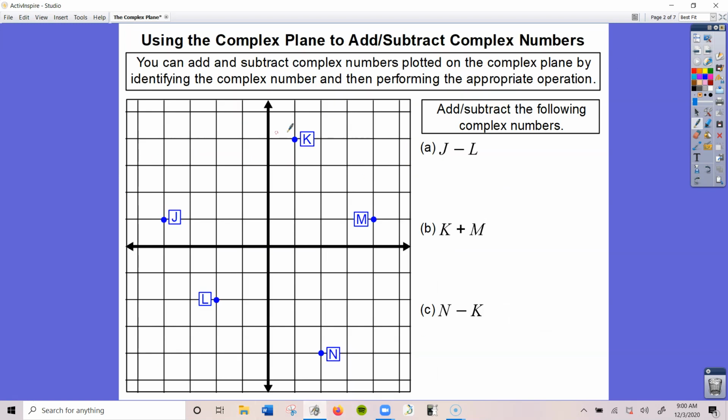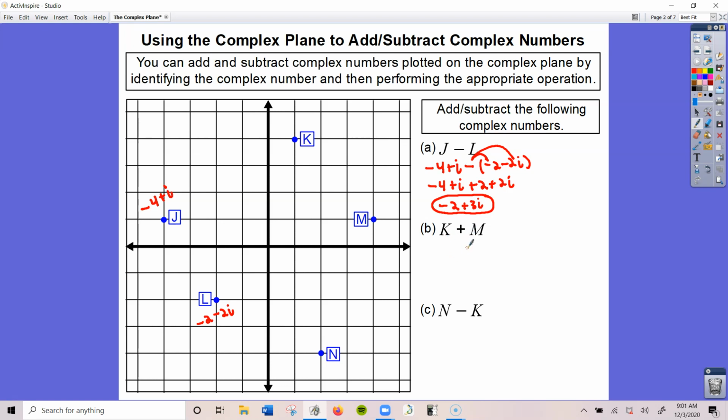If you have your complex numbers plotted, then you can also add and subtract these complex numbers. J is -4 plus i, and L is -2 minus 2i. So if I were to do J minus L, that is -4 plus i minus (-2 minus 2i). I would distribute this negative, and that would give me -4 plus i plus 2 plus 2i. When I combine like terms, that gives -2 plus 3i.